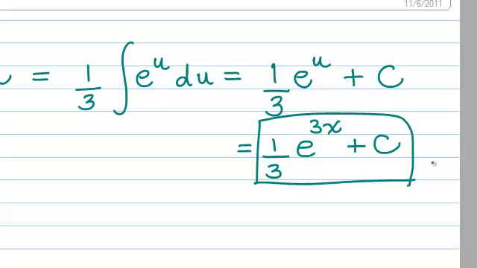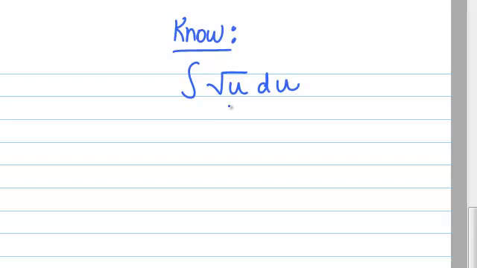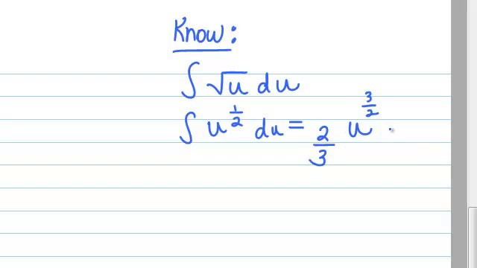Let's see if we can do another one. Okay, let's try this guy. The antiderivative of the square root of 3x plus 1. Now, let me just do a little side work over here. Here's what we know. We know that if we were taking the antiderivative of simply the square root of something, then we could reverse the power rule. Add 1 to the exponent, adjust the coefficient, and add the constant. Okay, so we know this sort of thing.